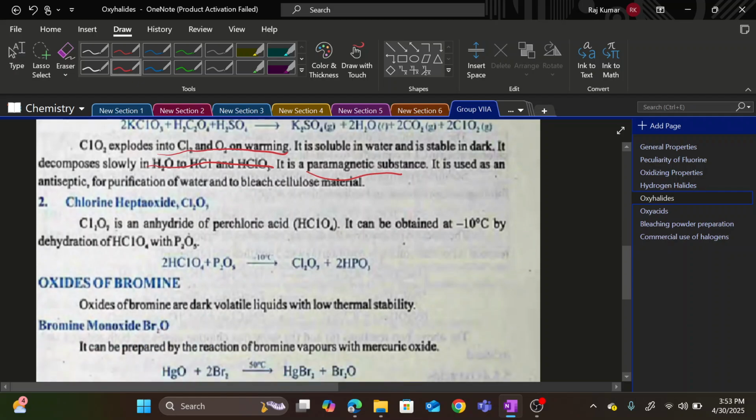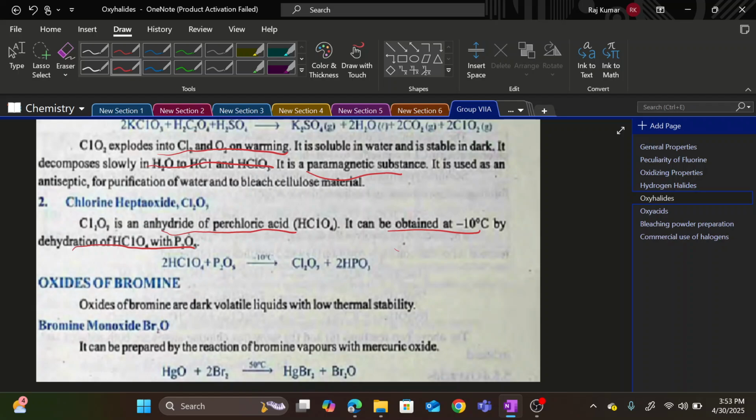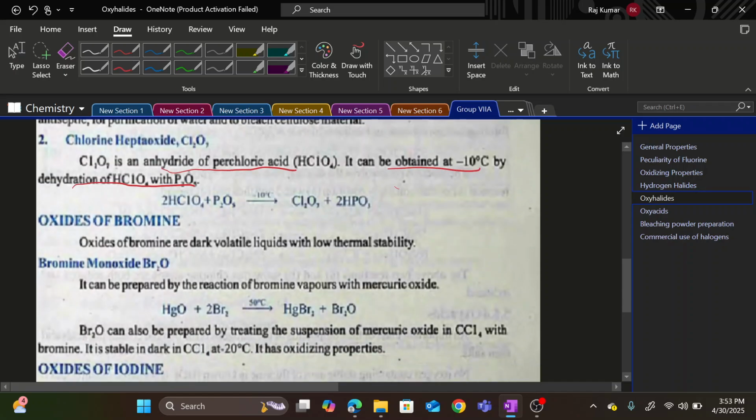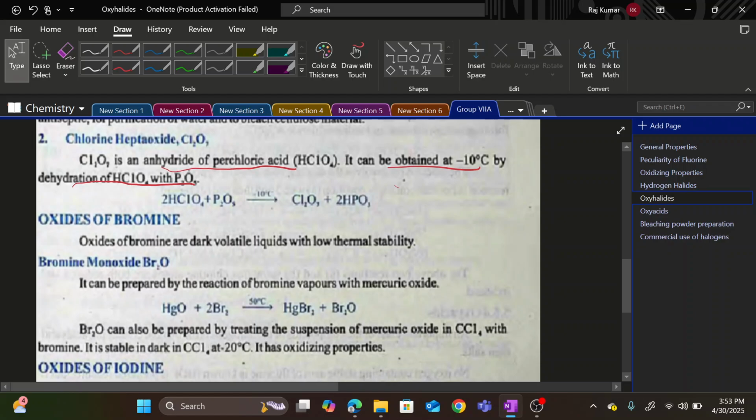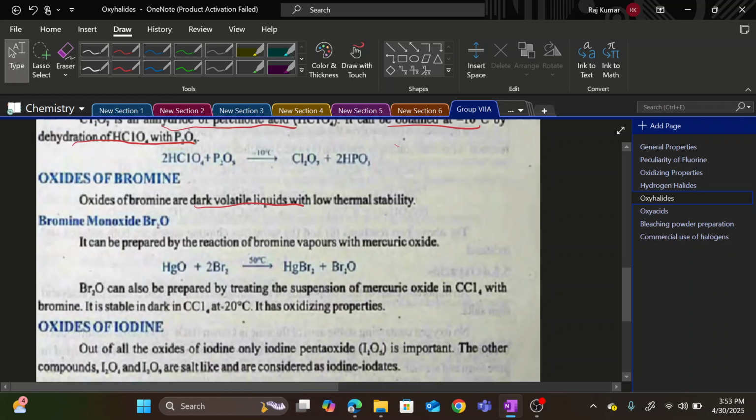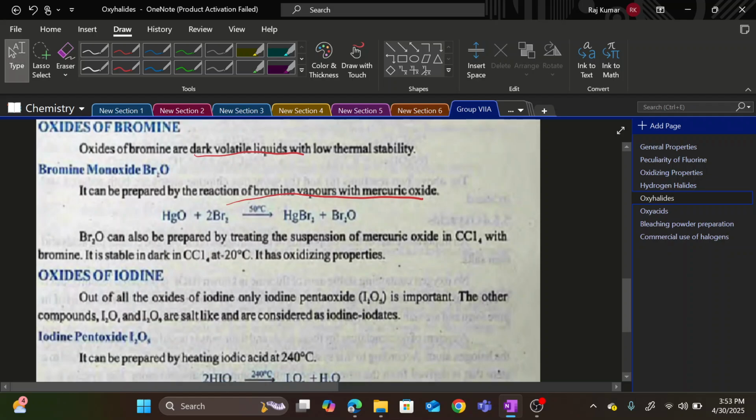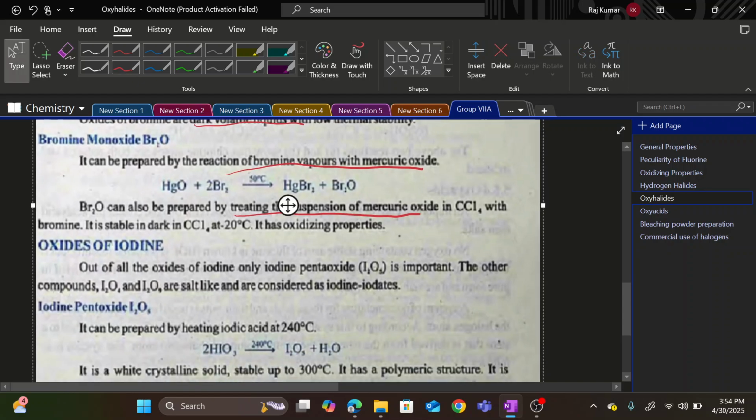Chlorine heptoxide is basically an anhydride of perchloric acid, can be obtained at -10 centigrade by dehydration of perchloric acid with phosphorus pentoxide. Oxides of bromine are dark, volatile liquids with low thermal stability. They can be prepared by the reaction of bromine vapors with mercuric oxide, or by treating a suspension of mercuric oxide in carbon tetrachloride. It is stable in the dark in carbon tetrachloride at -20 centigrade.